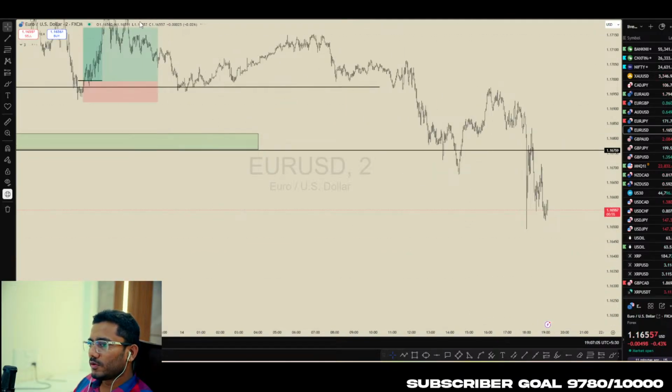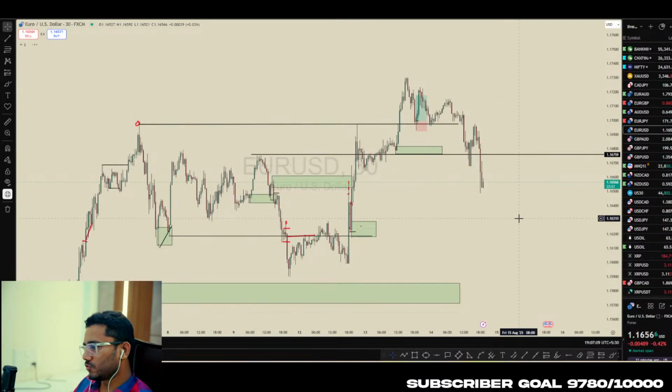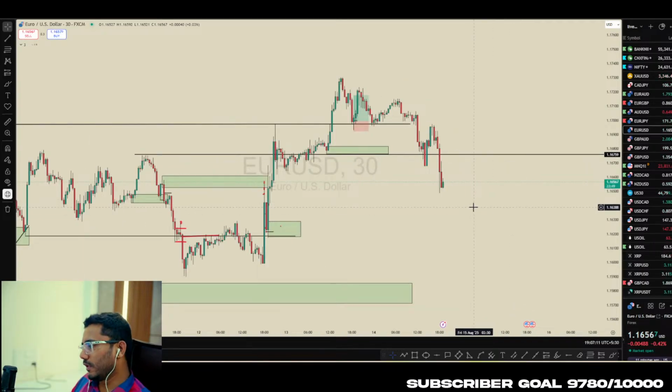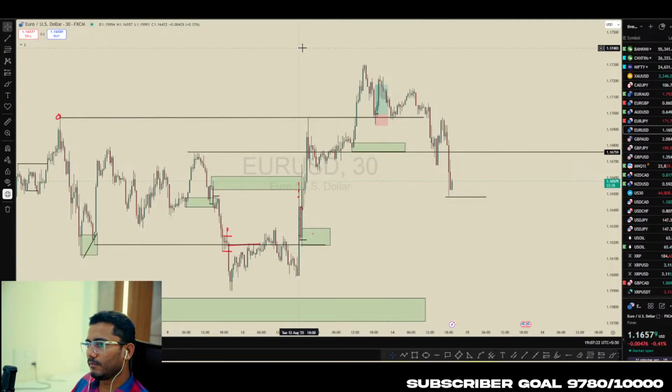On EURUSD, don't buy because if you look at DXY, wait for price to give any kind of change of character or confirmation, because even here we have this wick. At least wait for price to sweep this low. And overall, I don't think there are any buy side trades on EURUSD.